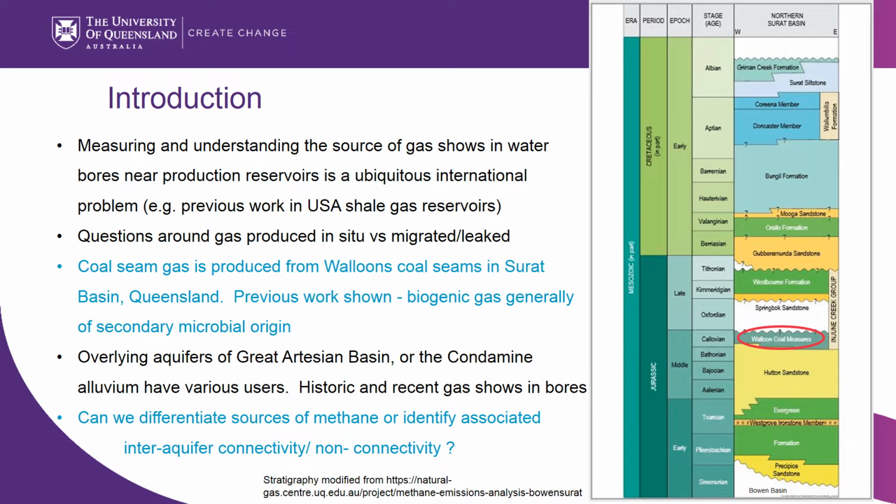It's a bit of a complex issue, but there are various overlying aquifers from the Great Artesian Basin and also the Condamine Alluvium, and these have various users in agriculture, feedlots, and of course in Australia we have had some droughts and issues. So there've been recent and historic gas shows in some of these bores where they're getting dry. One of the questions is, can we differentiate sources of methane or identify inter-aquifer connectivity or non-connectivity?